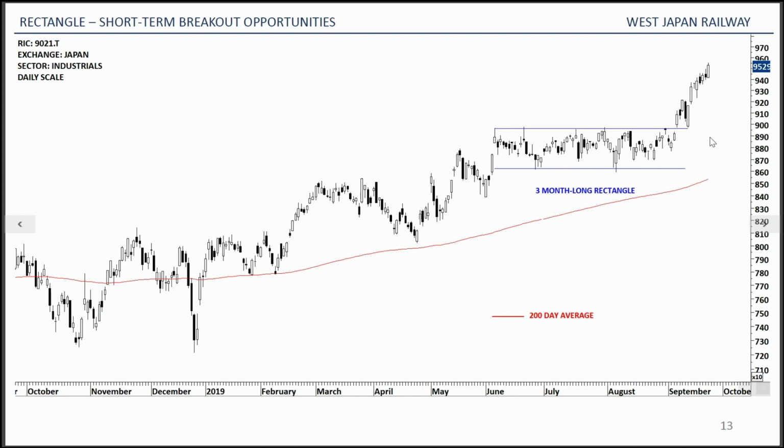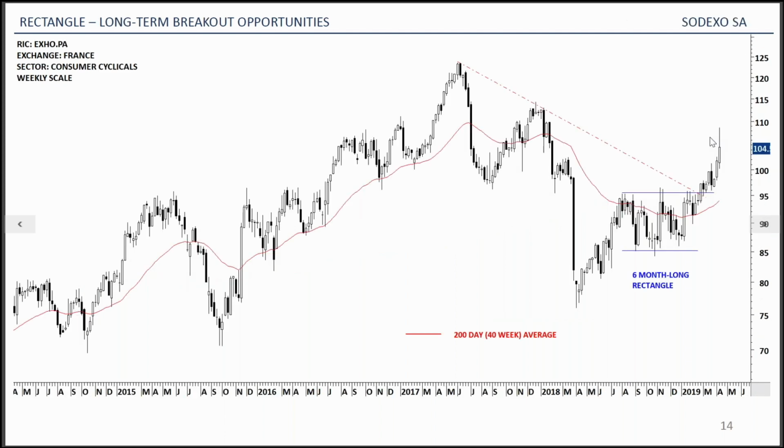Now we're going to look at weekly scale price chart. Can you see that this is almost similar to the Italian bank chart that I have featured 2 slides before? A wide range, shorter, but this time it's weekly scale. It's a 6-month long rectangle. The breakout is taking place, clearing the downtrend line. The breakout is taking place above the 200-day moving average, which is the 40-week in this case.